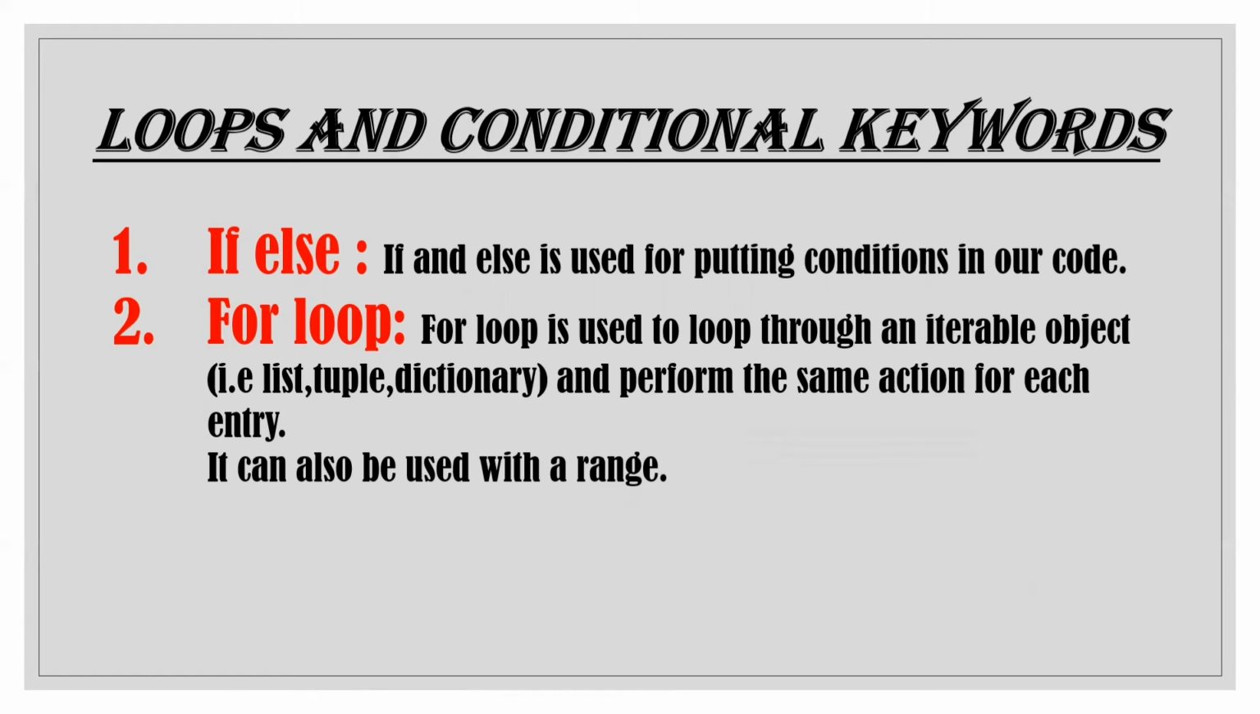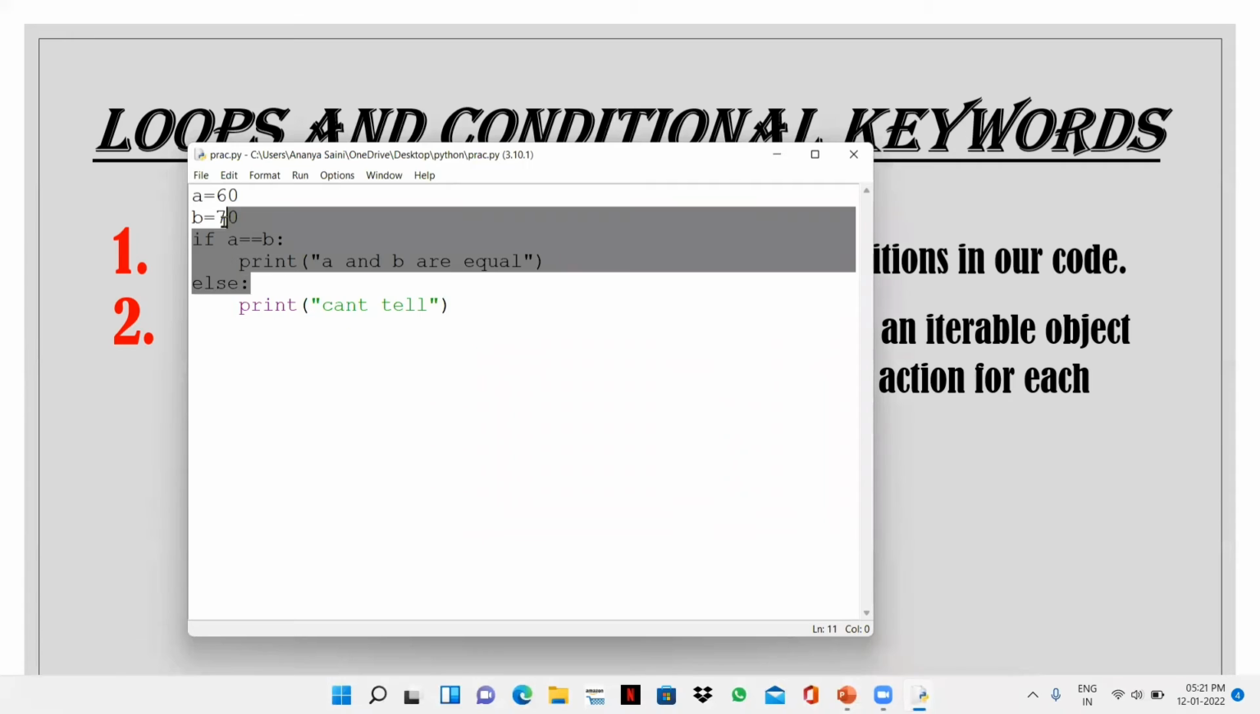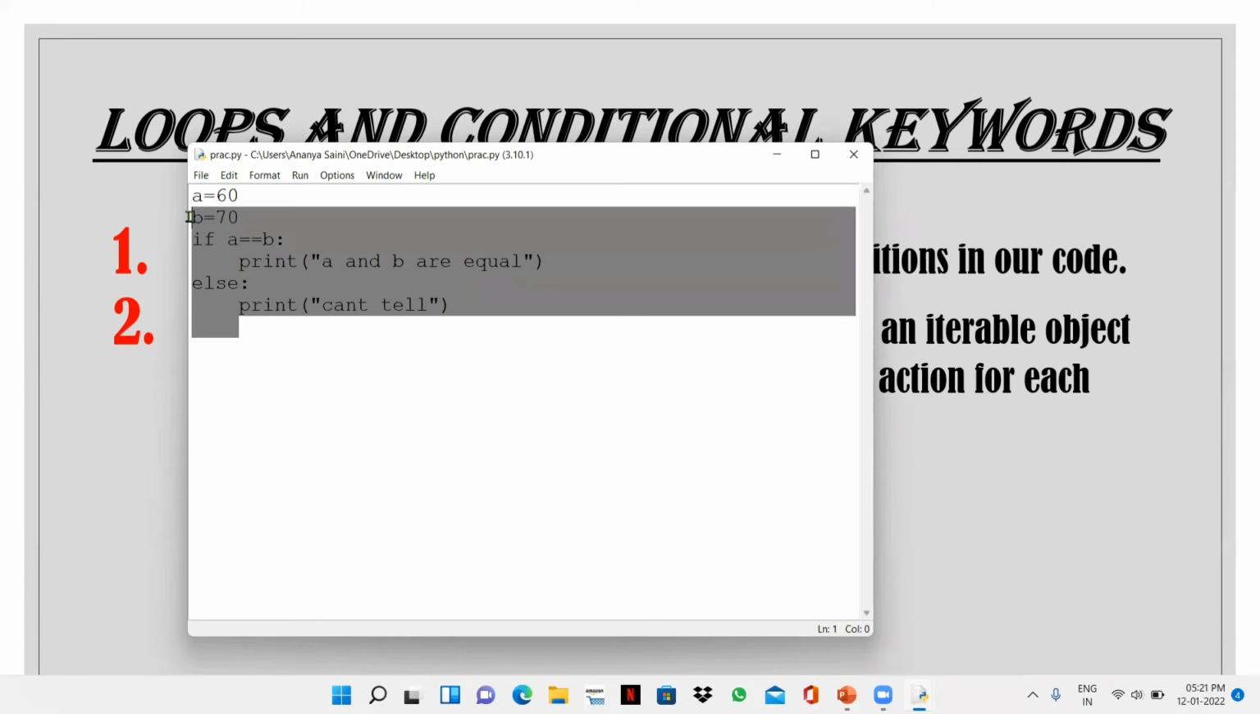So this is kind of a loop. It's going to continue until it has performed the same action on all the elements present in the list or tuple or dictionary. It can also be used with a range. Now what is a range? What if I don't want to use a list or a tuple or dictionary? I can specify a range from any value. Okay, so we're going to try this.